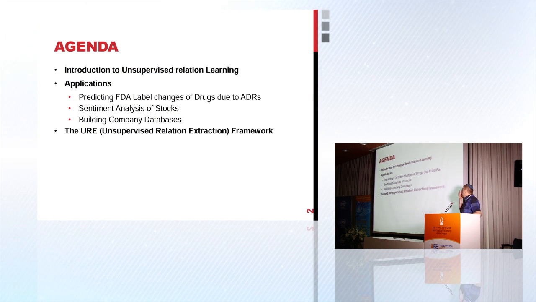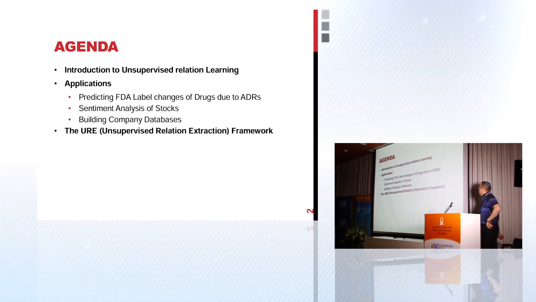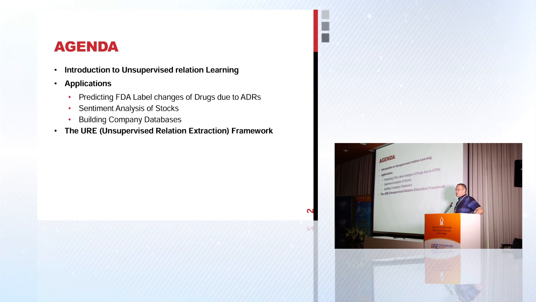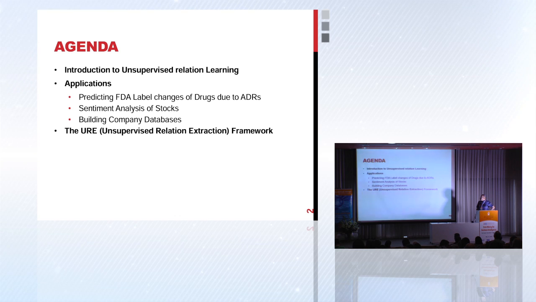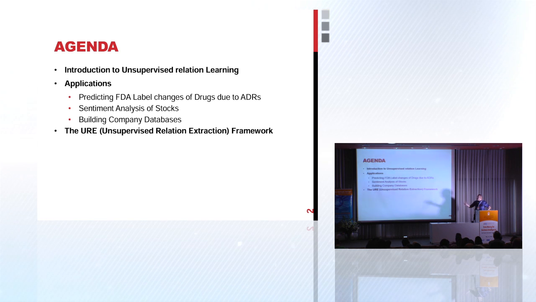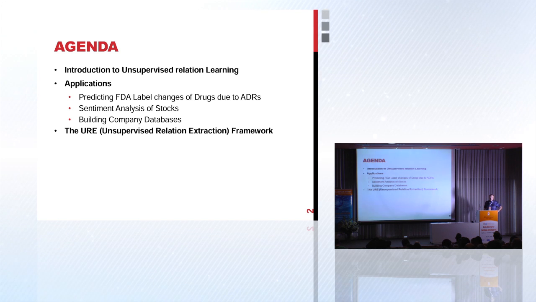I'll give a very brief introduction to what is unsupervised relation learning. I'll show three applications. One is predicting FDA label changes of drugs based on the adverse drug reactions. Then I'll show the latest version of a system that can tell you where to invest.